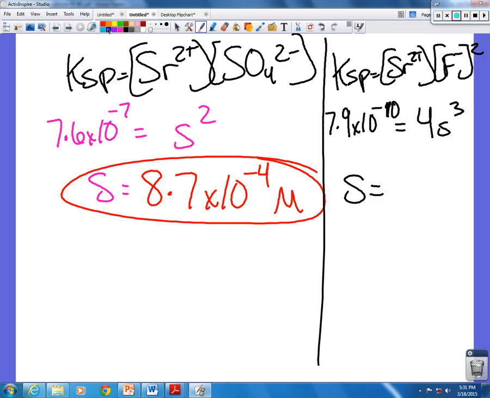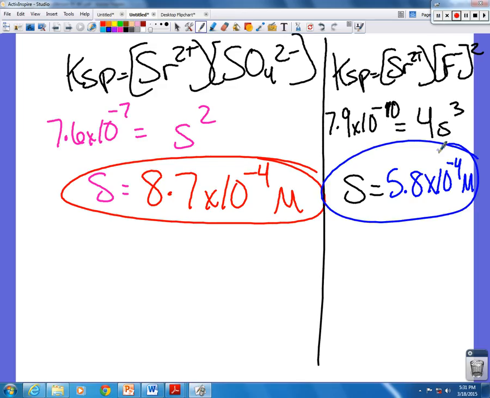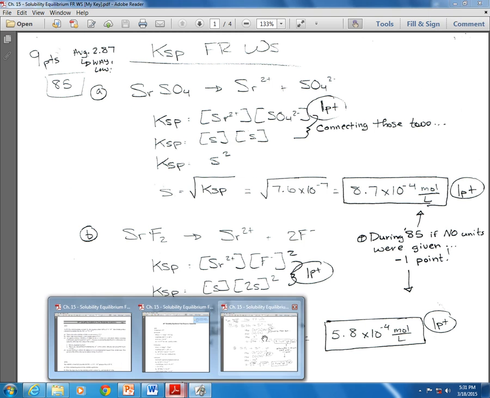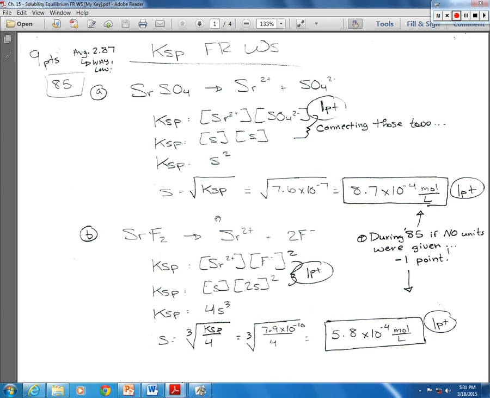Anybody got this real quick? 5 point what? Times 10 to the negative 4th. And molar. 5.8 times 10 to the negative 4th molar. Again, I'm going to just show you my key that I have worked out, because I'll work it out how you guys would.